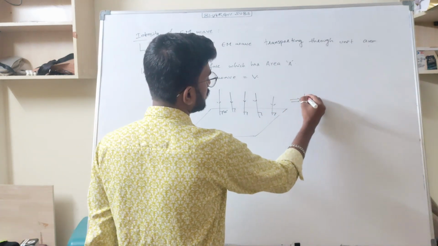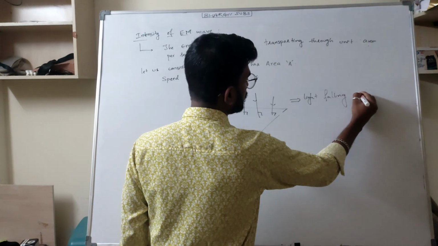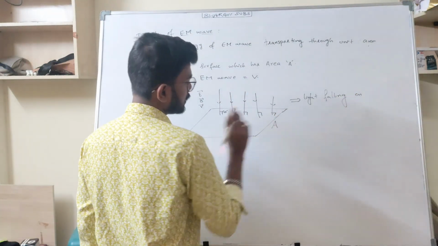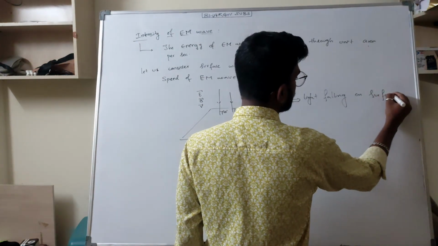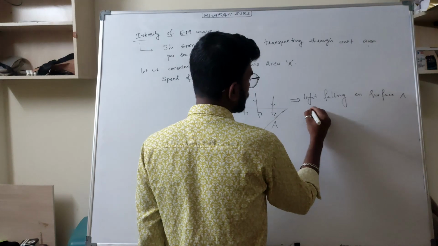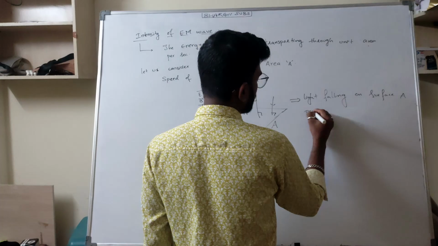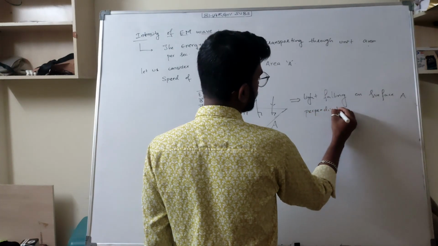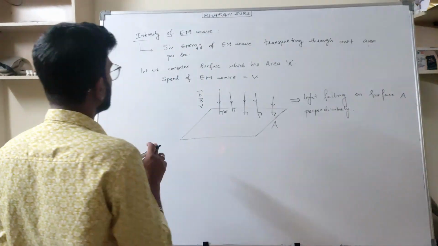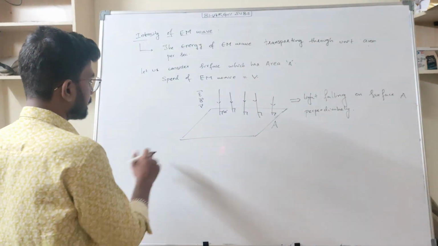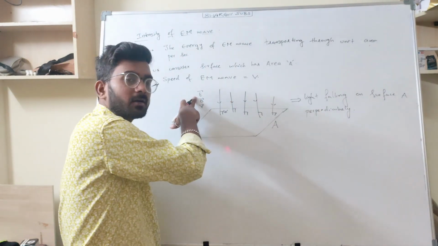So light falling on, this is surface A. Consider surface A. Okay, light falling on surface A perpendicularly. Now I want to calculate the intensity. Let us see what I have to do. There is an energy density, it has some energy density due to both electric and magnetic field.